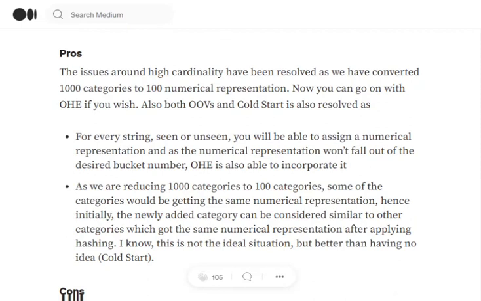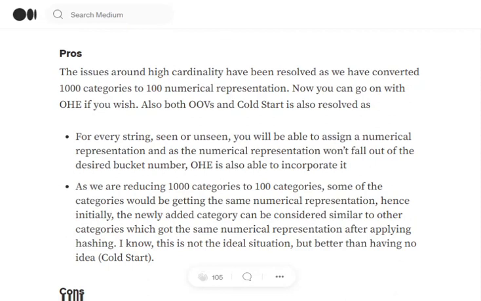We have also reduced the problem of OOVs. Even if a new string comes in, we know that the hashing algorithm would generate some integer for it, and depending on the bucket size it would definitely fall in one of the buckets. So even OOVs are handled.